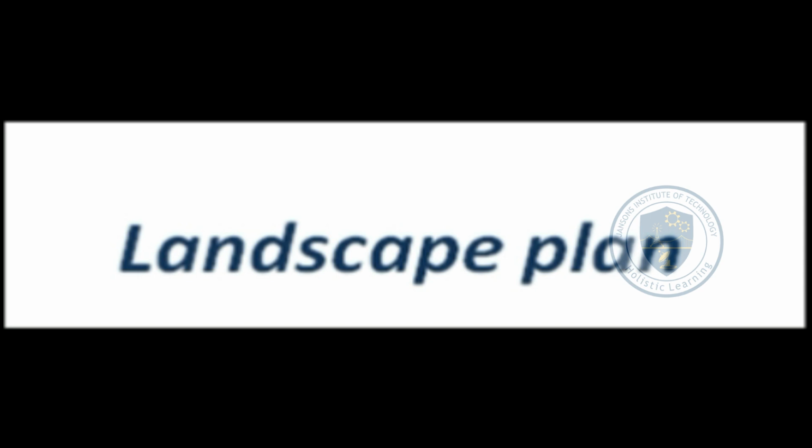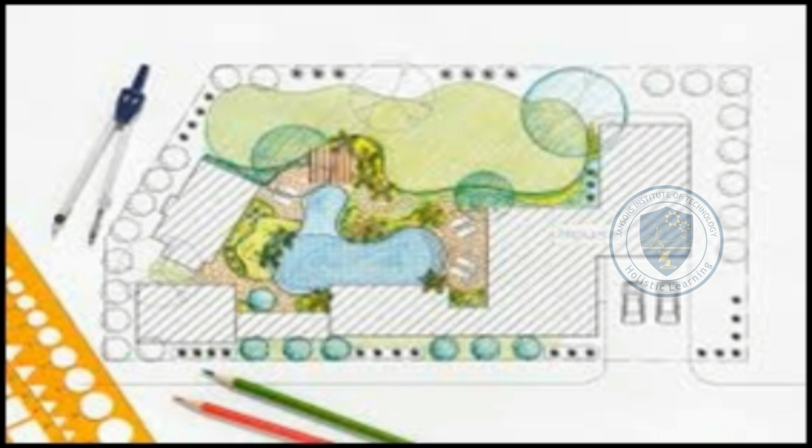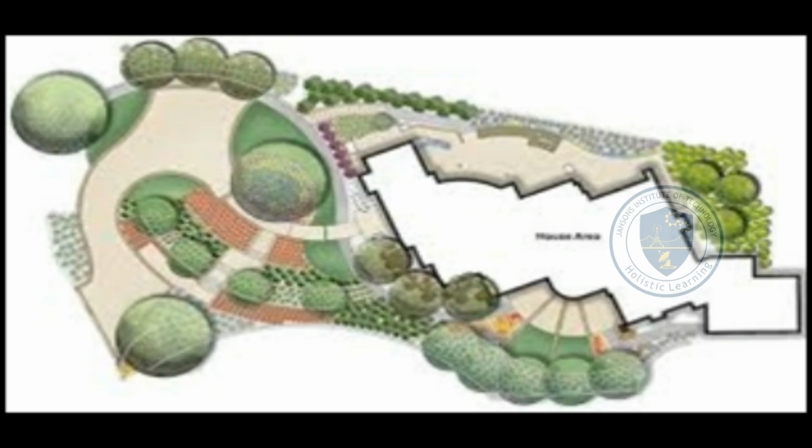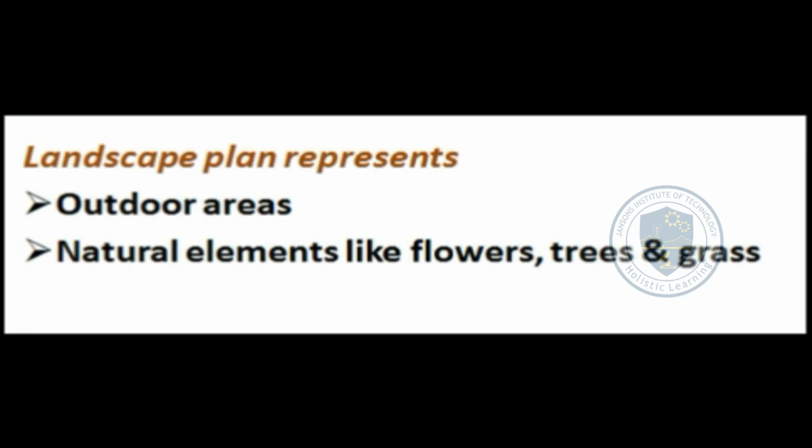Next we'll see about landscape plan. Landscape plan is like a floor plan for an outdoor area. Like a floor plan, a landscape design creates a visual representation of a site using scale dimensions. Landscape plans include natural elements like flowers, trees and grass as well as man-made elements such as lawn, furniture, fountains and sheds.